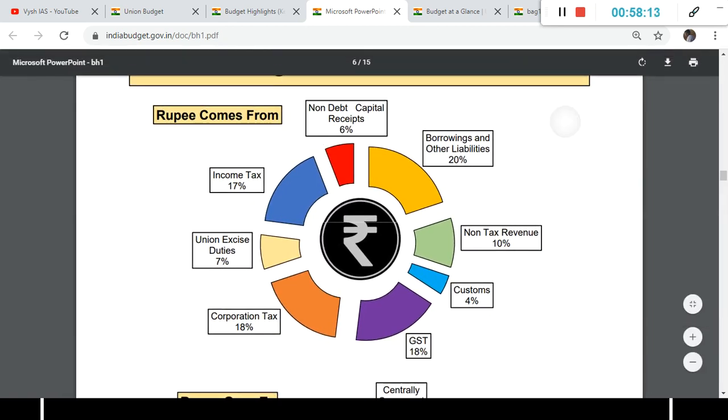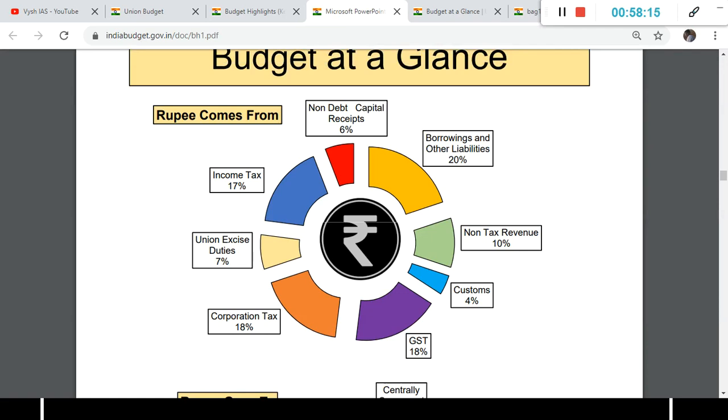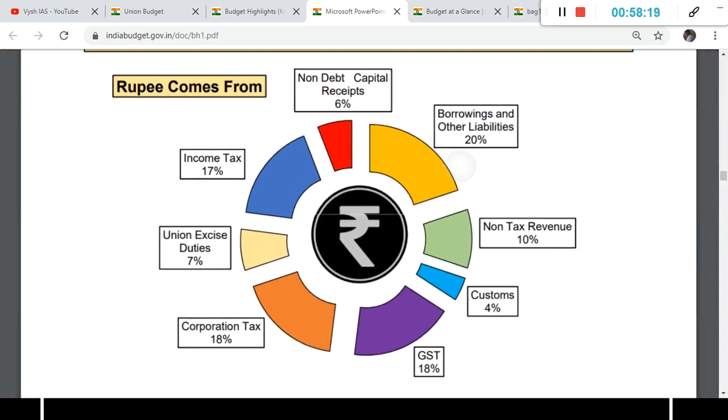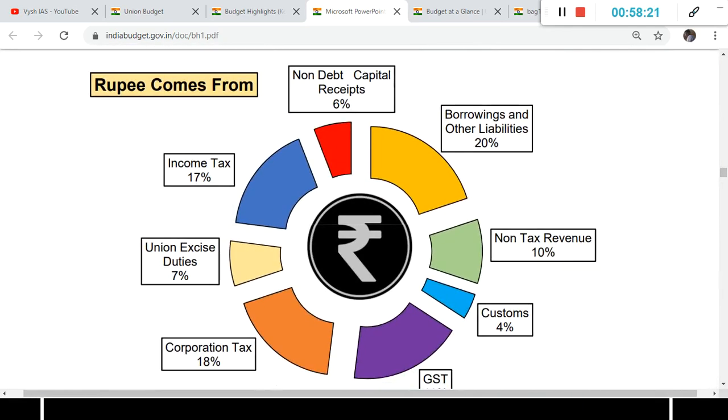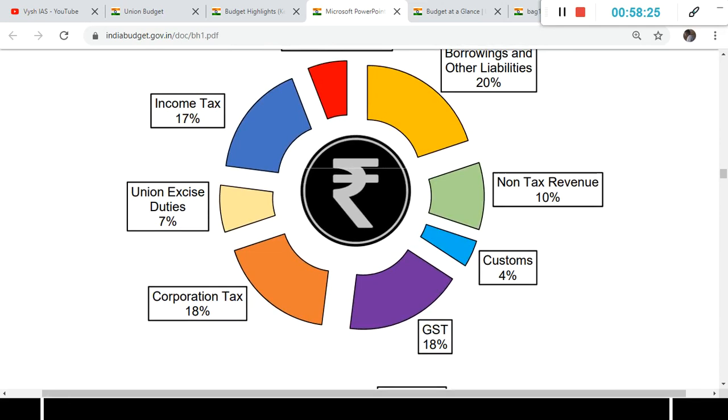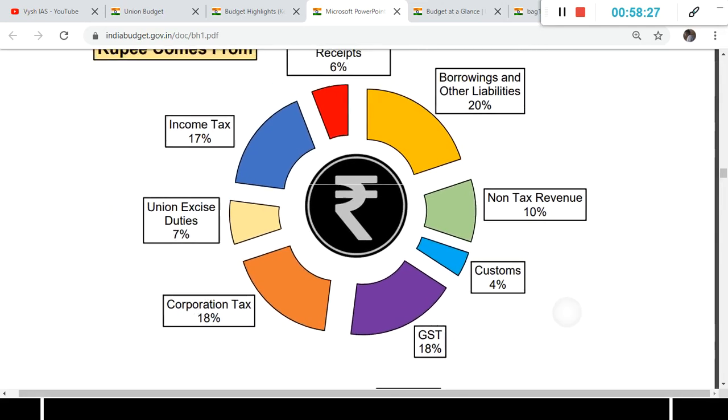And see here, this is a very interesting thing I put in the PDF also. When India earns 1 rupee, where does it come from? So which is the highest? If you see here, borrowings are 20%, income tax is 17%, corporation tax is 18%. So within tax, corporation tax is the highest. You should know which companies give that.